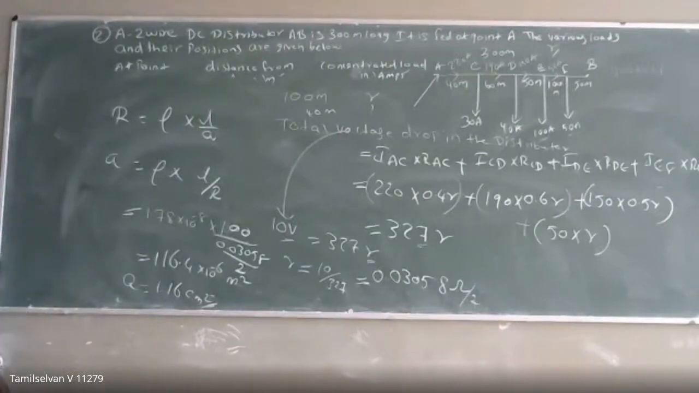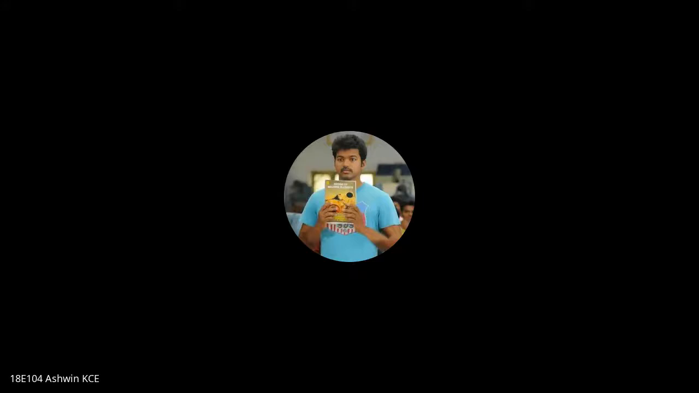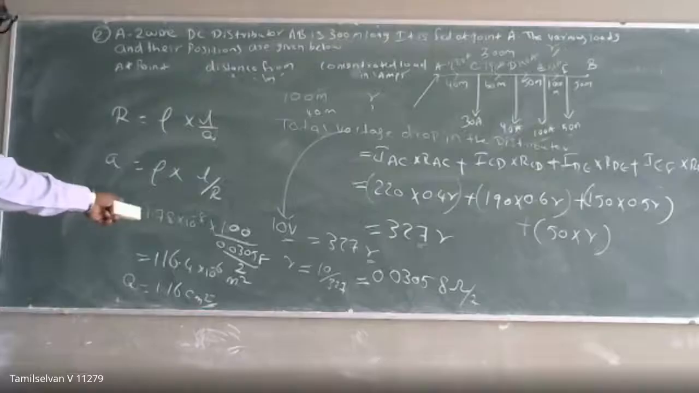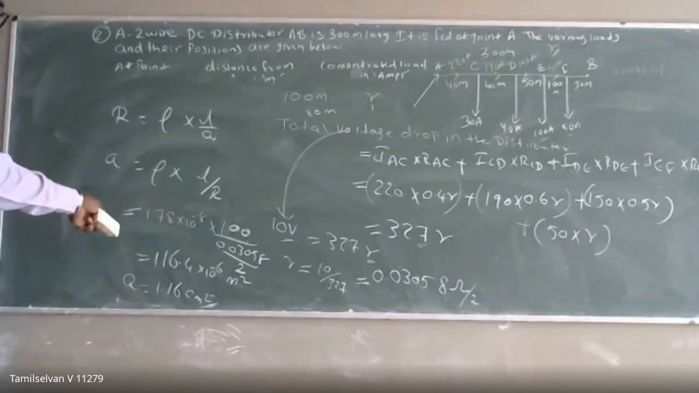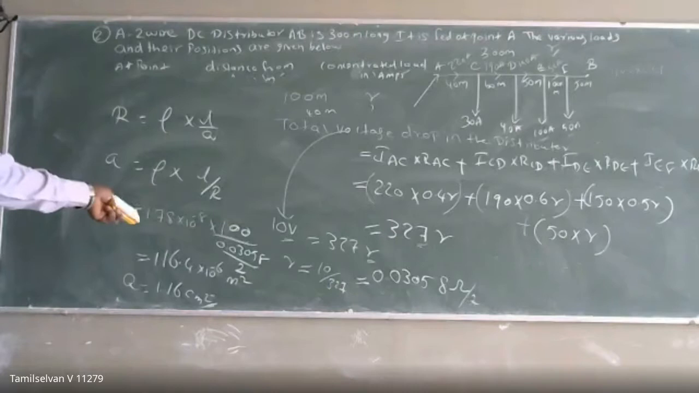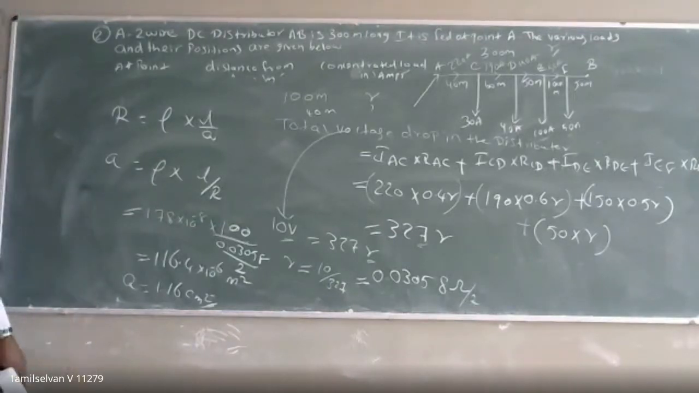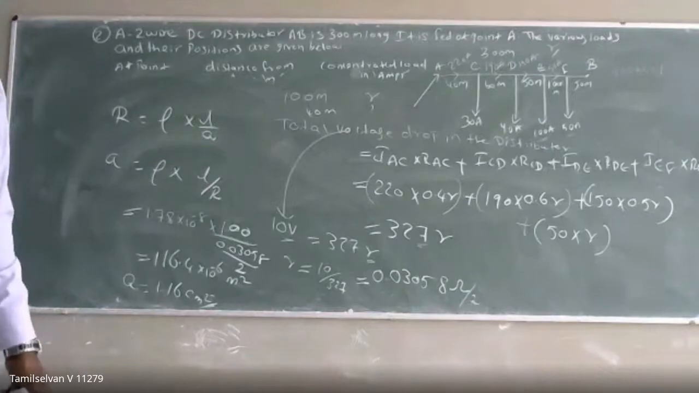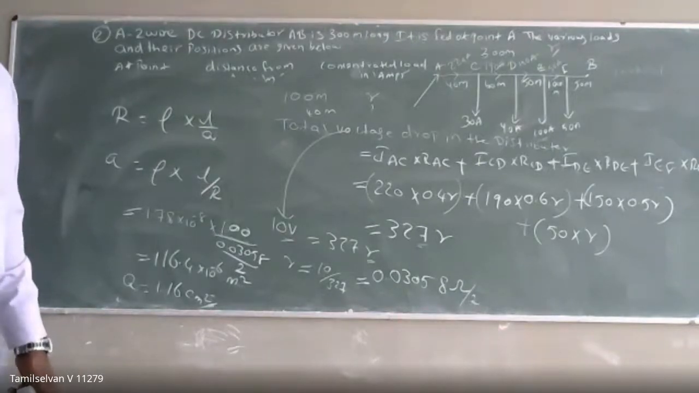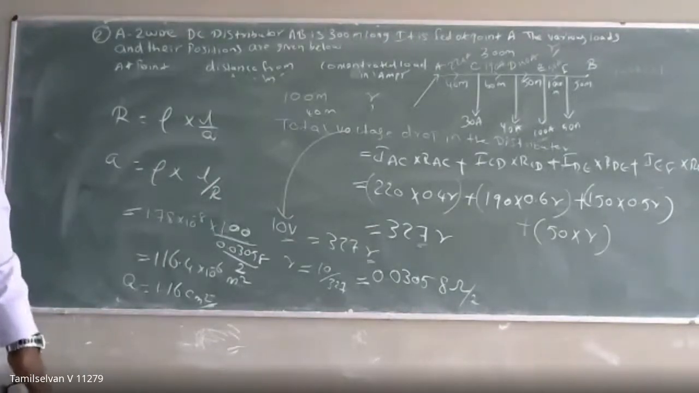Is everyone getting the answer or not? Yes, sir. So that is in meter square. If you convert to centimeter square, multiply by 100; I'm just changing the decimal point. So you will get 1.16 centimeter square as the cross section area of your cable, the distributor cable.